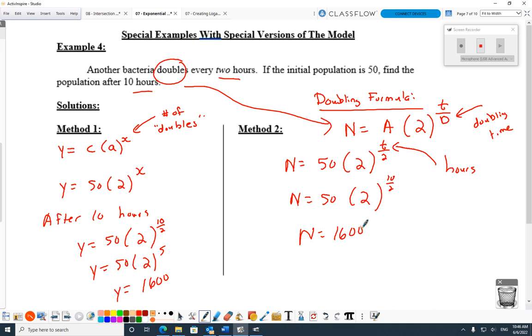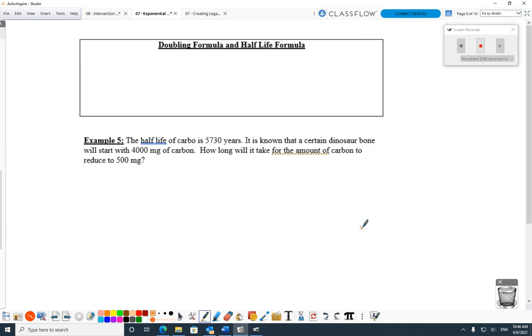There's also a half-life one. Looks exactly the same. Here are the two formulas. N equals the initial amount A times 2 to the T over D. And then the half-life one is N equals A times (1/2) to the T over H, where H is the half-life. So D is the doubling time, and over here, H is the half-life.